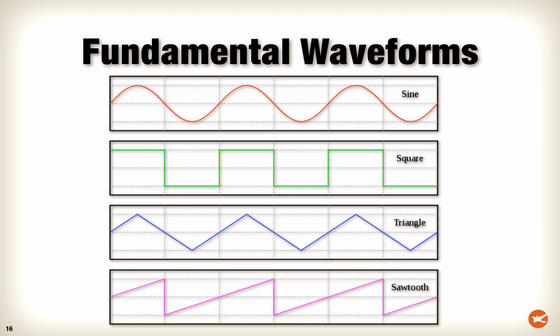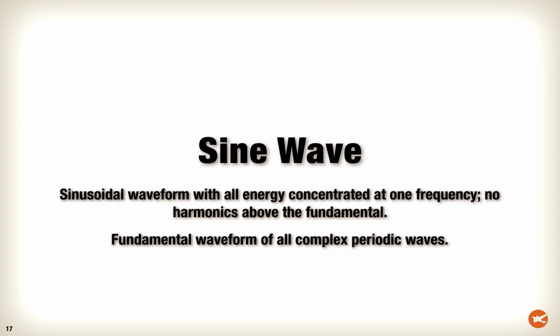Let's take a look at the 4 different types of fundamental waveforms. We have a sine wave, a square wave, a triangle wave, and a sawtooth wave. The sine wave is a simple waveform with all energy concentrated at one frequency. There are no harmonics above the fundamental. The sine wave is also the fundamental frequency of all complex periodic waveforms.